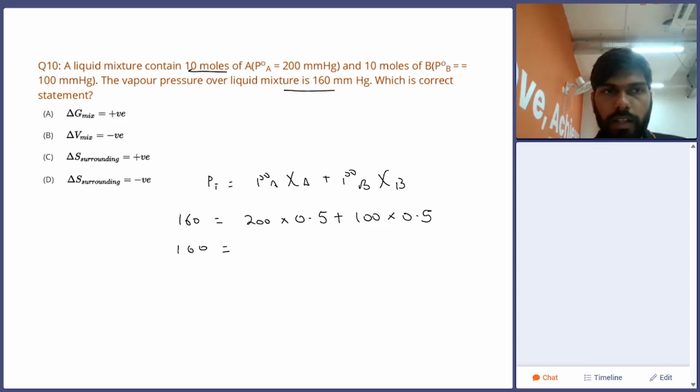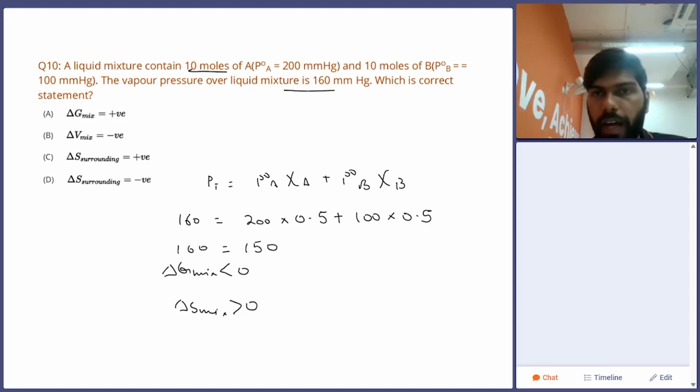So overall it is 150. If it is 150, what can we write? Delta G mixing is less than 0, delta S mixing is greater than 0, and here it is a positive deviation, so V mixing is greater than 0 and H mixing is greater than 0. So the right option is D.